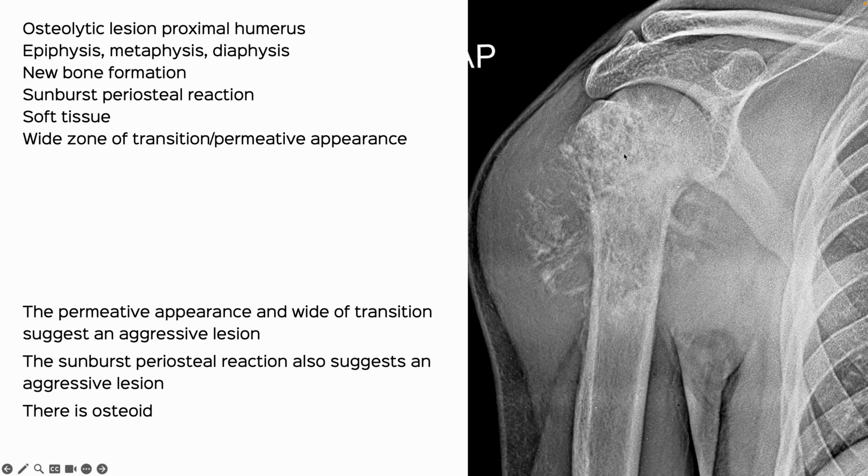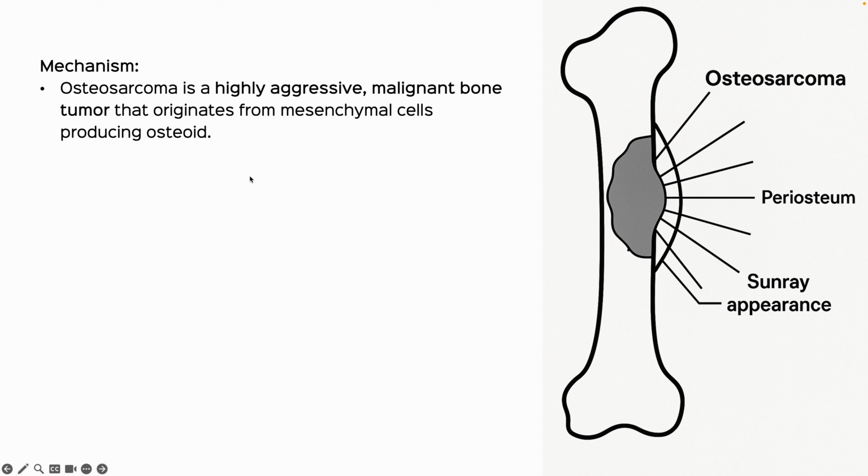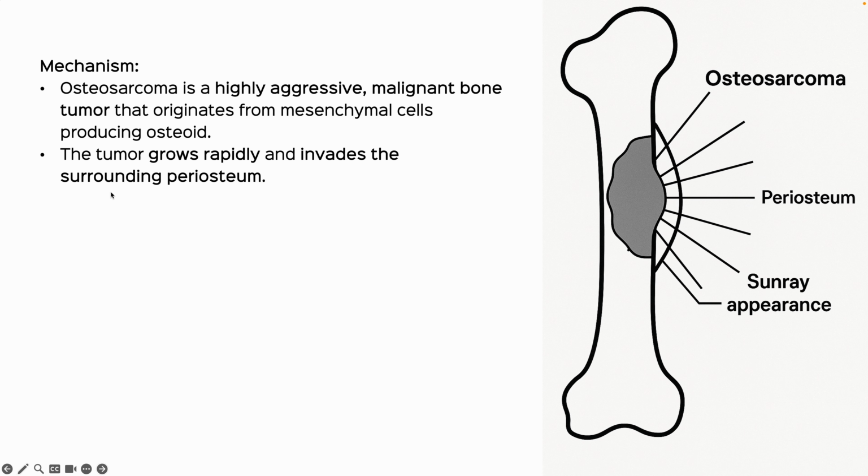So, obviously, this appearance, the sunburst and the permeative appearance, suggests an aggressive lesion. There's osteoid, so new bone formation. So, an aggressive permeative lesion producing osteoid would definitely, therefore, be an osteosarcoma. And a sunburst appearance is one of the hallmarks of osteosarcoma, and while it can occur with other tumors, it is commonly associated with this entity.